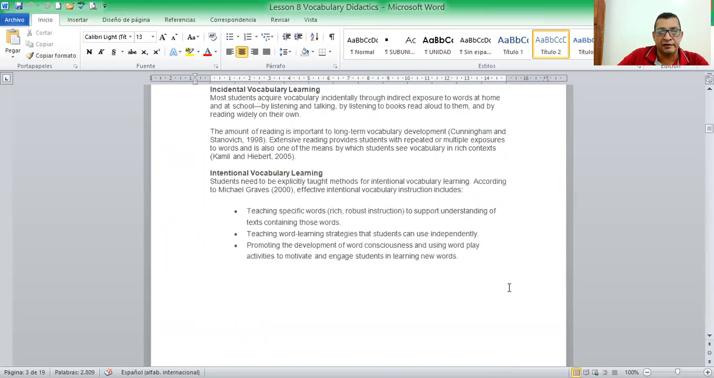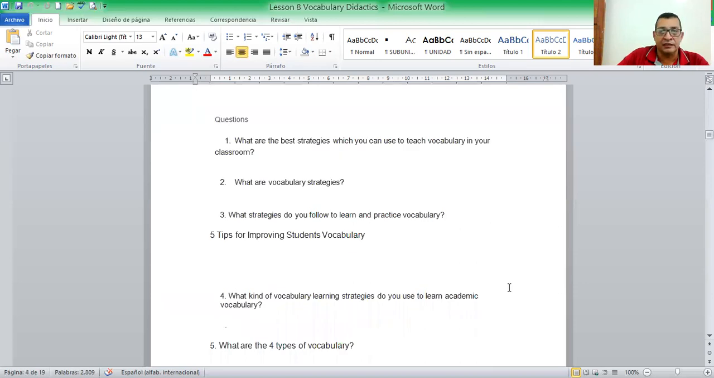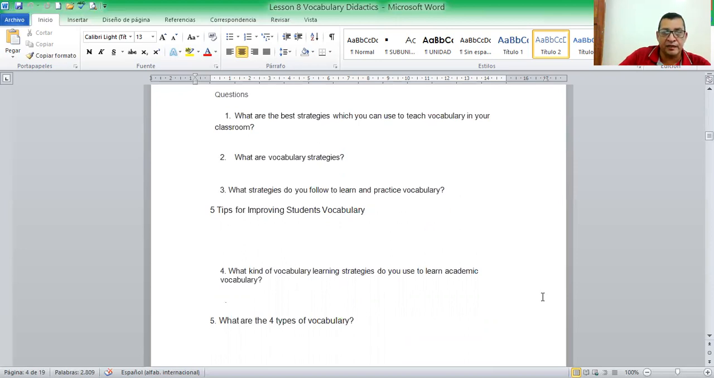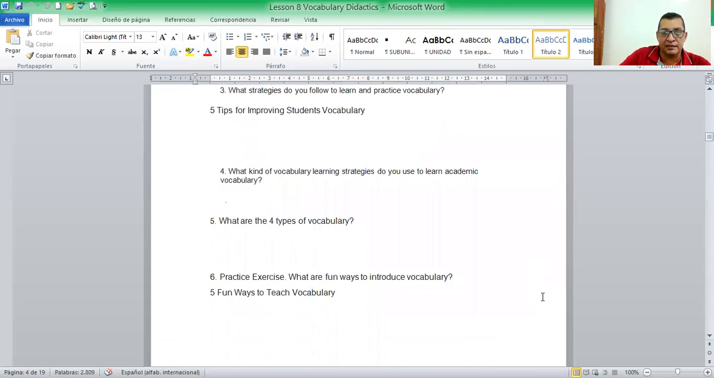Intentional vocabulary learning. Here we have, at the end of this reading, the control question: what are the best strategies which you can use to teach vocabulary in your classroom? What are vocabulary strategies? And what strategies do you follow to learn and practice vocabulary? Here we have to find 5 tips for improving student vocabulary. What kind of vocabulary learning strategy do you use to learn academic vocabulary? And what are the 4 types of vocabulary?